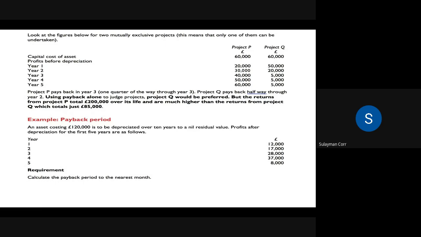Yes, we are with you, sir. Yeah, when we talk about profit before depreciation, what are we talking about? About cash flow, no, sir? Yeah, correct. It's cash flow.